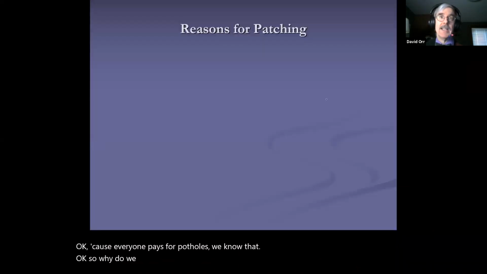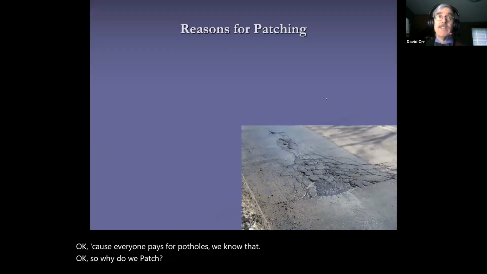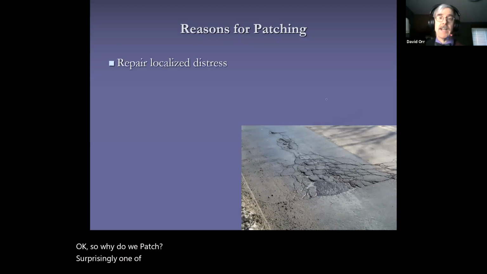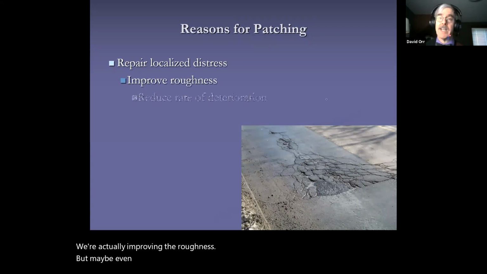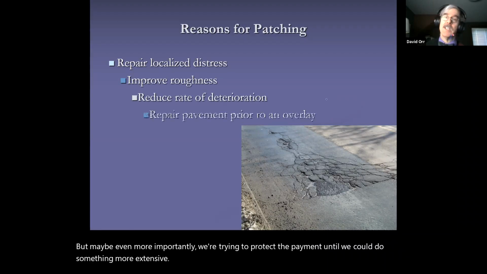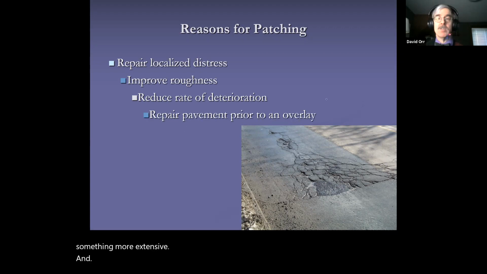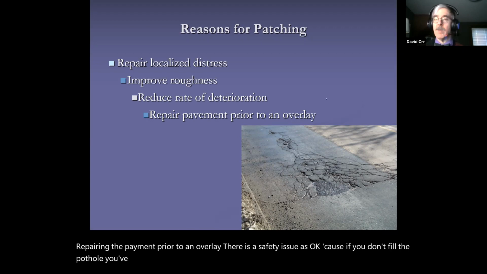Well, surprisingly, one of the reasons we're doing it while we're repairing a localized distress, we're actually improving the roughness, but maybe even more importantly, we're trying to protect the pavement until we can do something more extensive and repairing the pavement prior to an overlay. There is a safety issue as well, okay? Because if you don't fill the pothole, you've got a safety problem that you have to deal with.